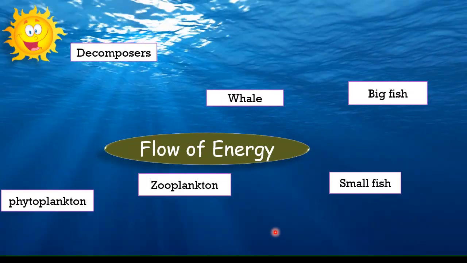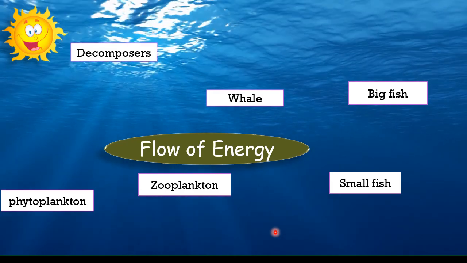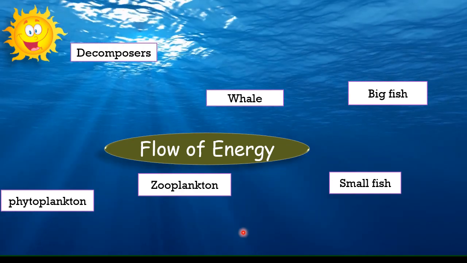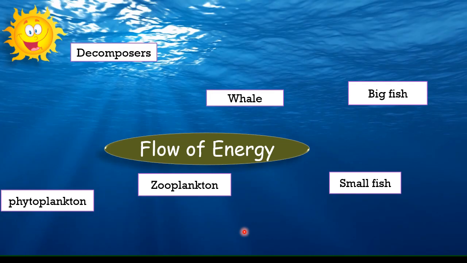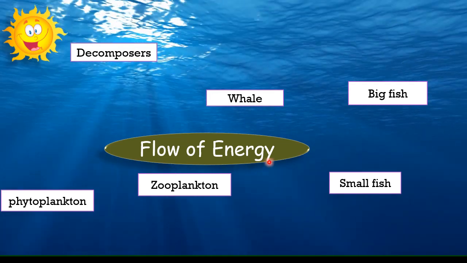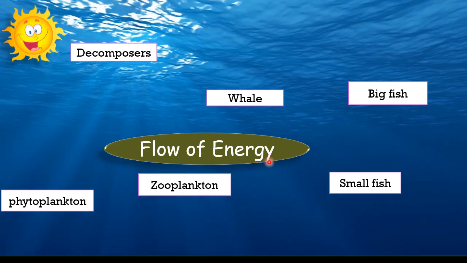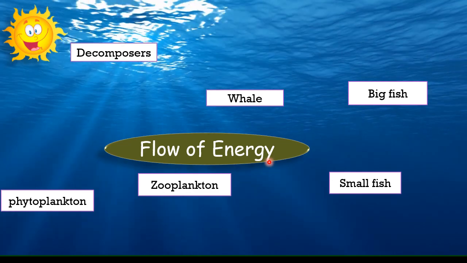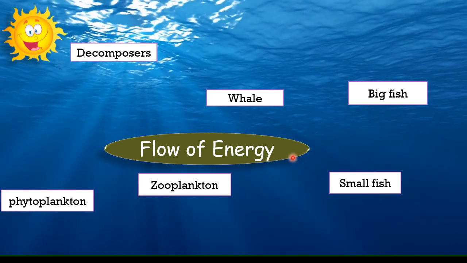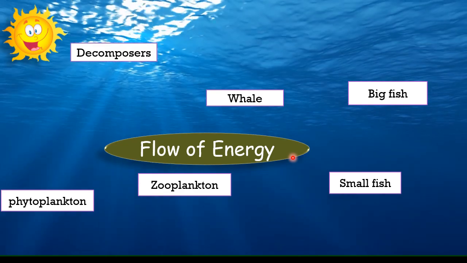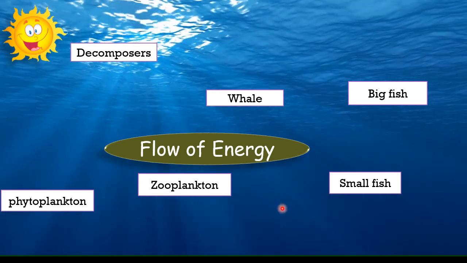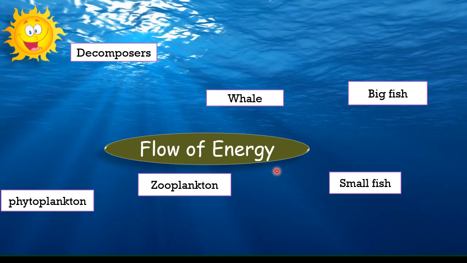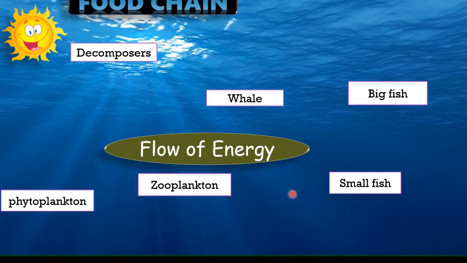As I told you, children, energy in nature is never destroyed. It is only transferred from one living being to another living being. And balance of nature will be maintained only when the flow of energy is properly maintained in the living beings. From one living being to another living being, the flow of energy should be proper and balanced. Then only we can balance our nature. Just to understand this flow of energy, we need to understand food chain.